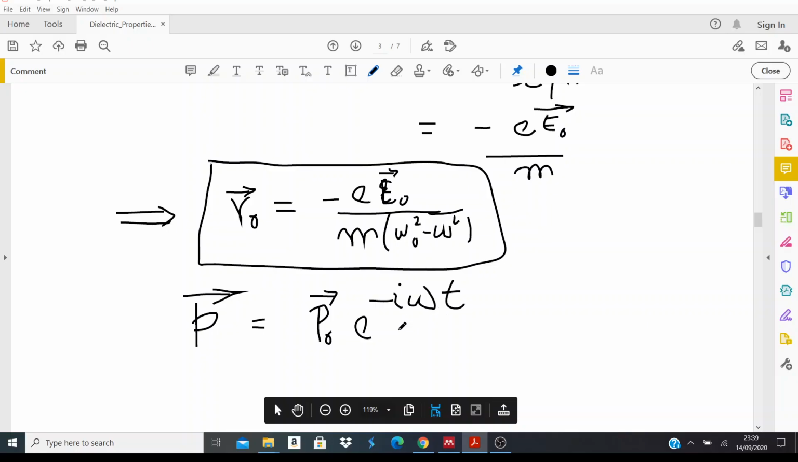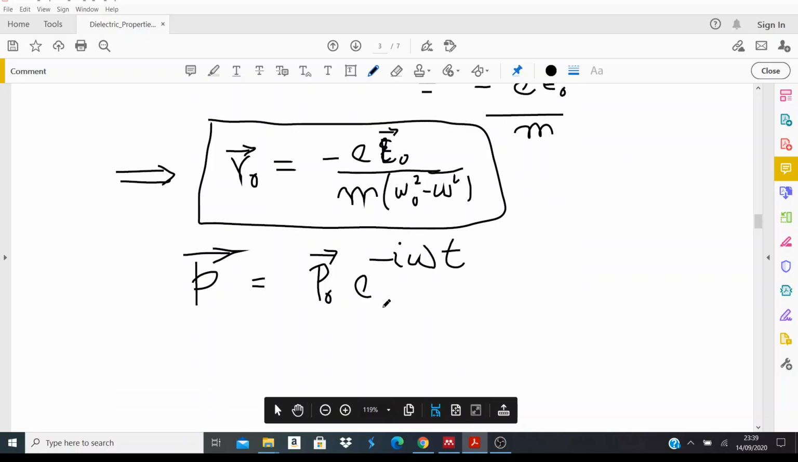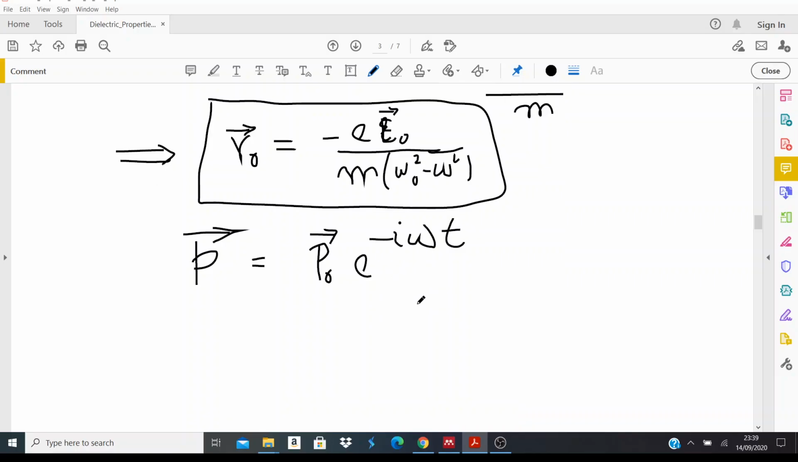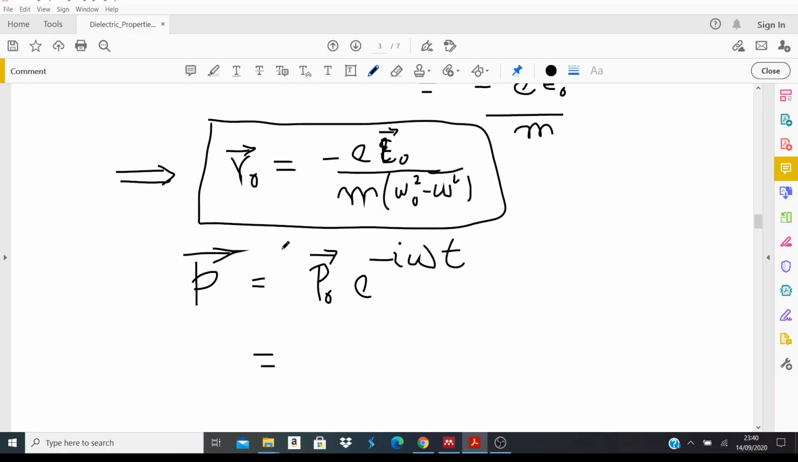Some vector times the time variation, which is always sine or cosine. So that's a time harmonic assumption. And then in this equation, we know the expression for the P naught, right? So what is the expression for P naught? We know P naught is nothing but, in terms of R naught, we need to put this.